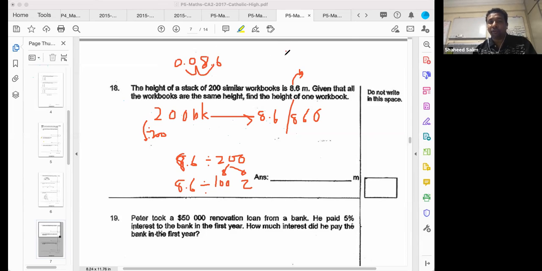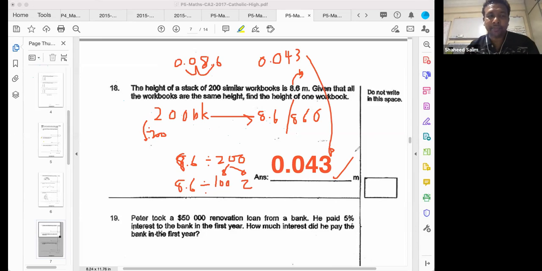Then divide by 2. 8 divided by 2 is 4. 6 divided by 2 is 3. Just add the 0 again. And then you got it. This is a mental calculation. Well done. Easy enough, right? But I'm not too sure whether you get it. If you can't do it, you can also do it this way: 860 divided by 200, and then later you convert to meters, because you must give your answer in meters.